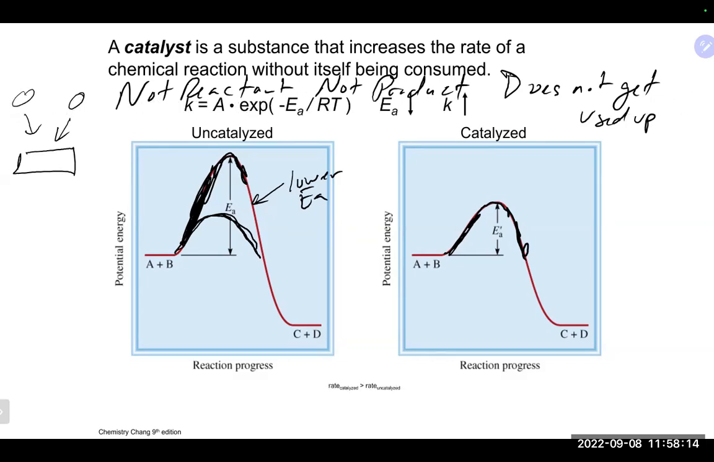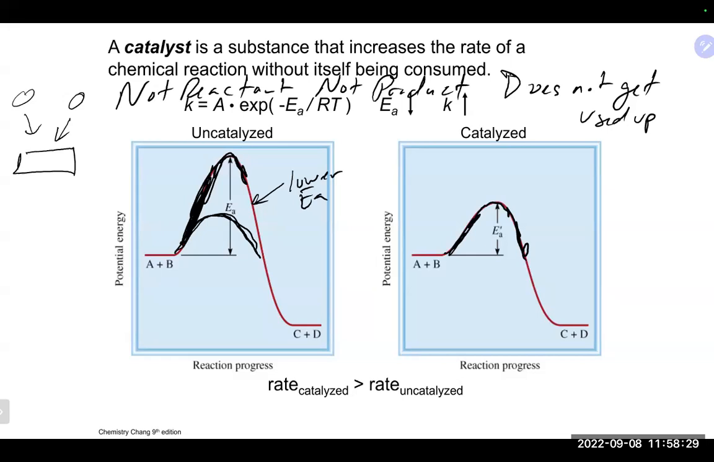So by finding that alternative pathway, you get to the other side much, much quicker. What we do see is that the activation energy decreases, the rate constant will increase, and the overall rate will also increase for a catalyzed reaction versus an uncatalyzed reaction.